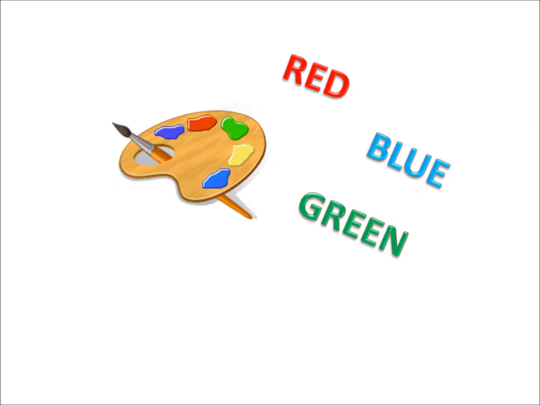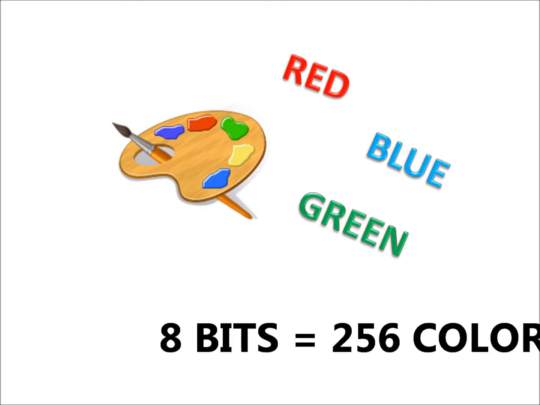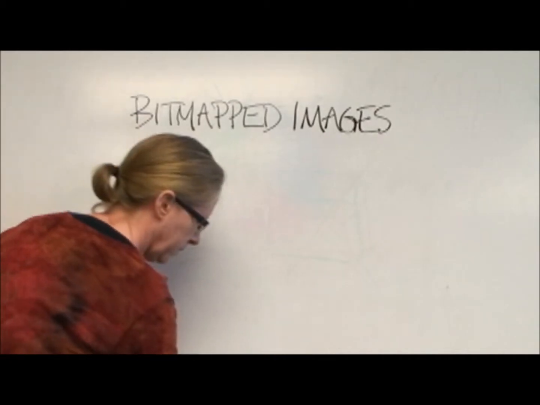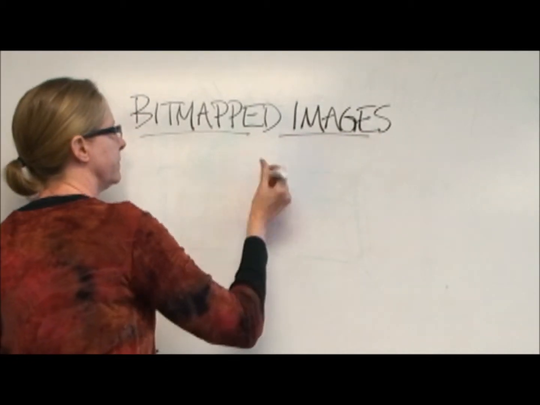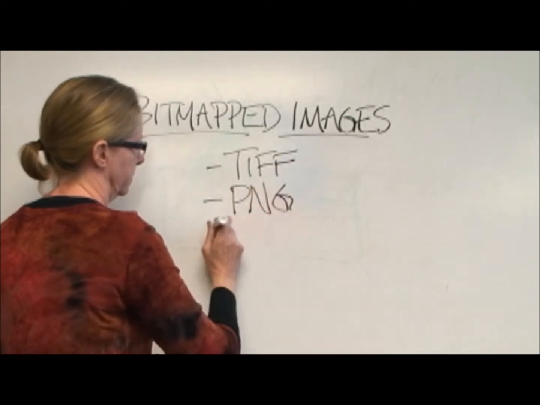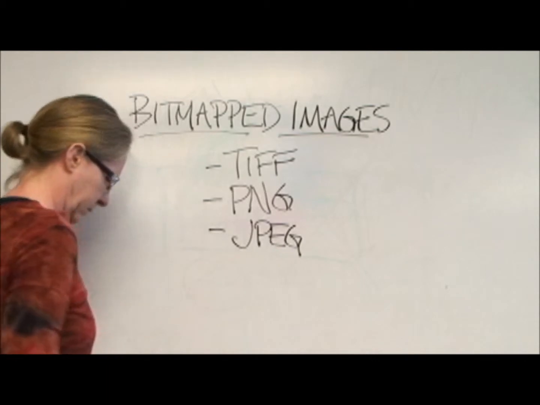GIF is based on a red, blue, green color palette and supports a maximum of 8 bits or 256 colors. Other common bitmapped image formats include TIFF, PNG, and JPEG, used primarily for photographic images.